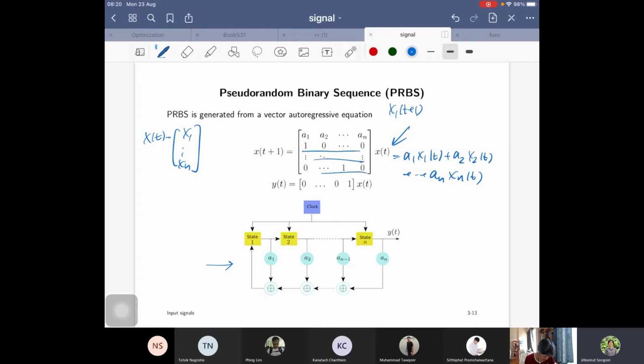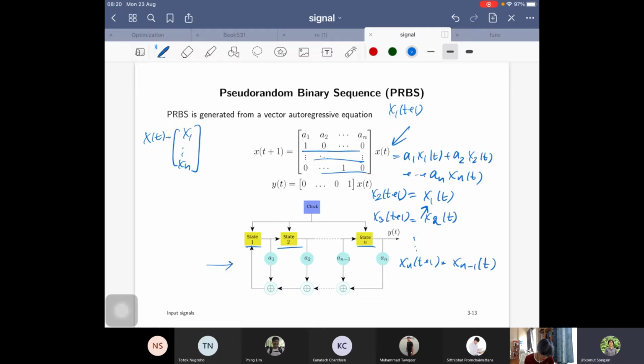The second equation just passes the previous state to the future state. So x2 at time t plus 1 is the first state from the previous step. The future third state is the second state of the previous step, and so on. The last one is xn at t plus 1 equals xn minus 1 at t. These are the state variables in the PRBS signal.